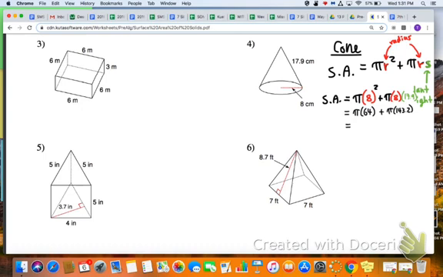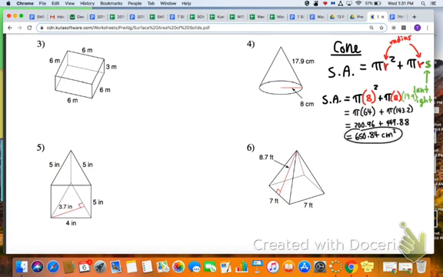And let me calculate this next part. 64 times pi, or 64 times 3.14, will be 200.96 plus pi times 143.2, 449.88 roughly. Add those two together, you're going to get about 650.84 centimeters squared.